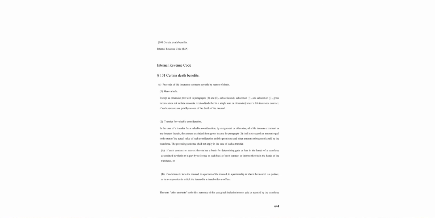All right, section 101. We've got section 101, certain death benefits, proceeds of life insurance contracts payable by reason of death. So general rule, except as otherwise provided in paragraphs 2, 3, subsection D, subsection F, and subsection J, gross income does not include amounts received under a life insurance contract if such amounts are paid by reason of death of the insured. So it looks like so far we've got exclusion, right? Because we know it's the general rule. We saw that earlier in the video, okay? But we should also consider the exceptions. Even if you think the general rule is going to apply, consider the exceptions.